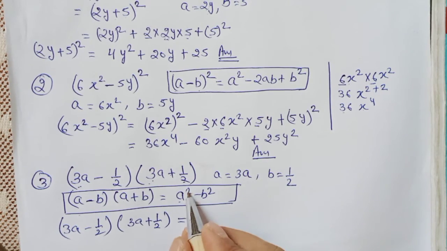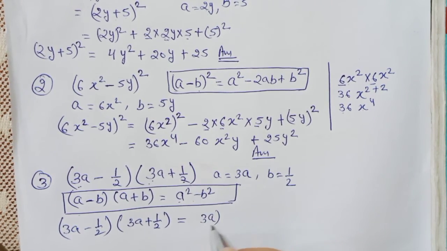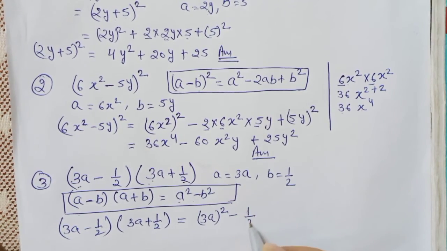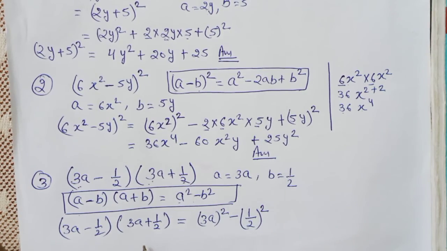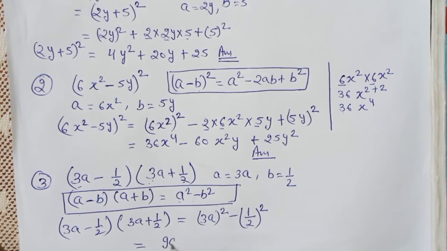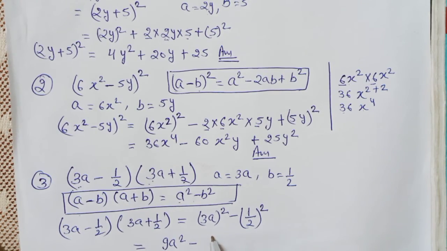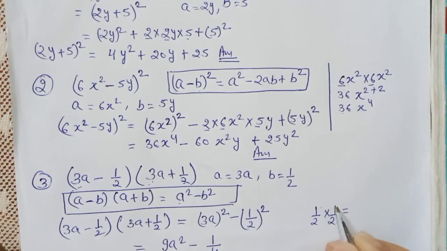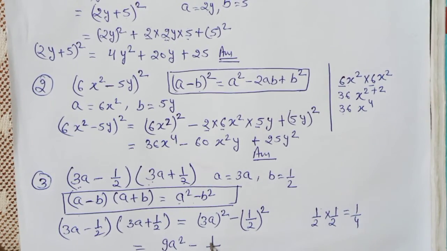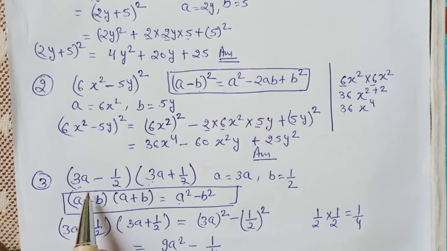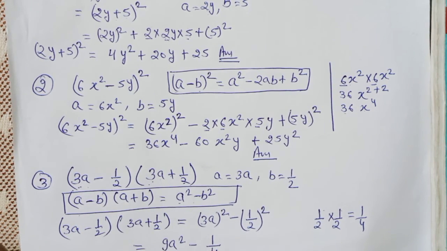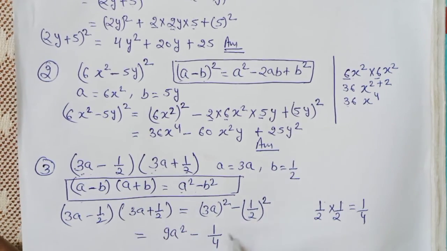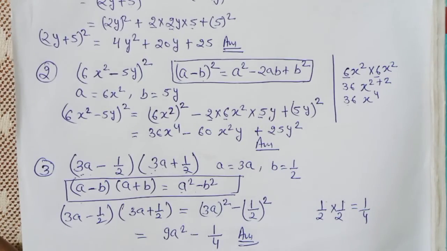So here a square, we have to square 3a, minus b square, b is 1/2. (3a) square means 9a square. (1/2) square means 1/4: 1/2 into 1/2, 1 times 1 is 1, 2 times 2 is 4. This becomes 1/4. So you can write this polynomial like this using the third identity. This is your answer.